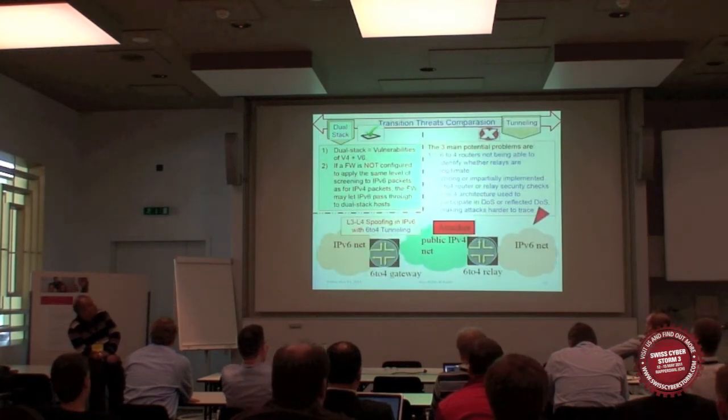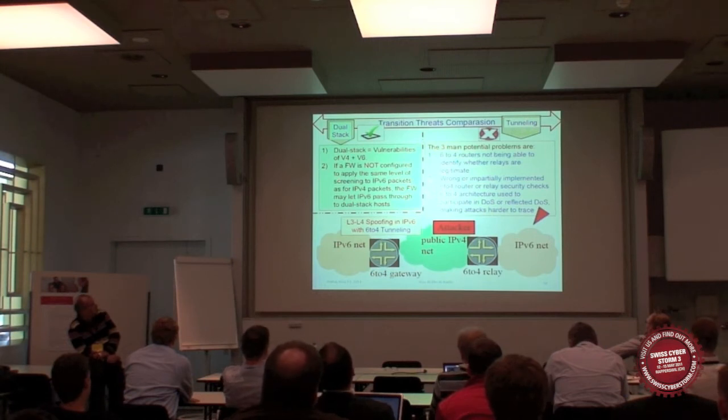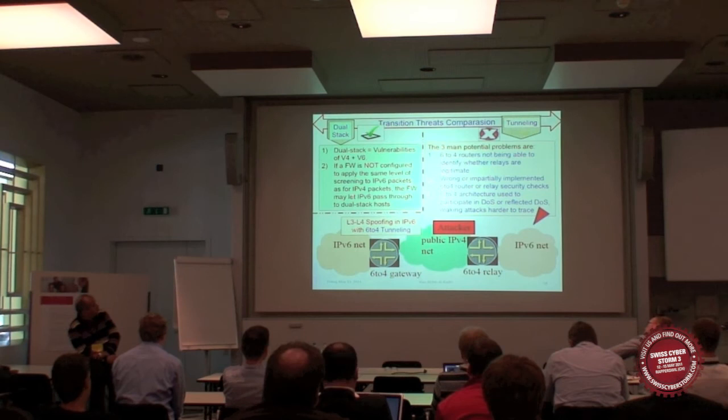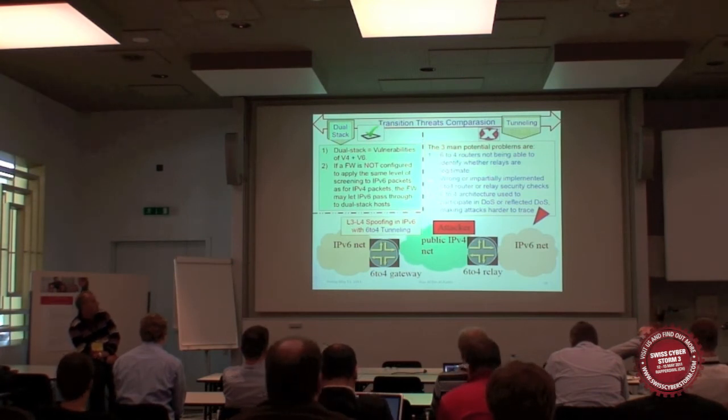So the transition threats comparison: this is the dual stack, this is the tunneling. Dual stack has equal vulnerabilities of V4 and V6. The firewall is not configured to apply the same level of protection to IPv6 packets. The firewall made IPv6 possible with the dual stack hosts.